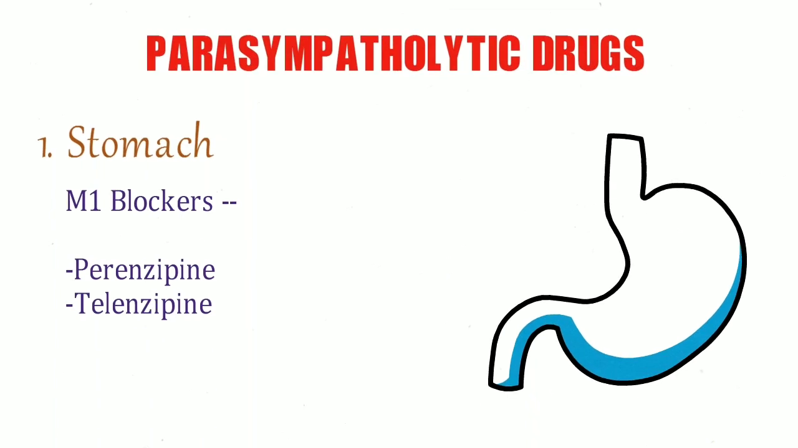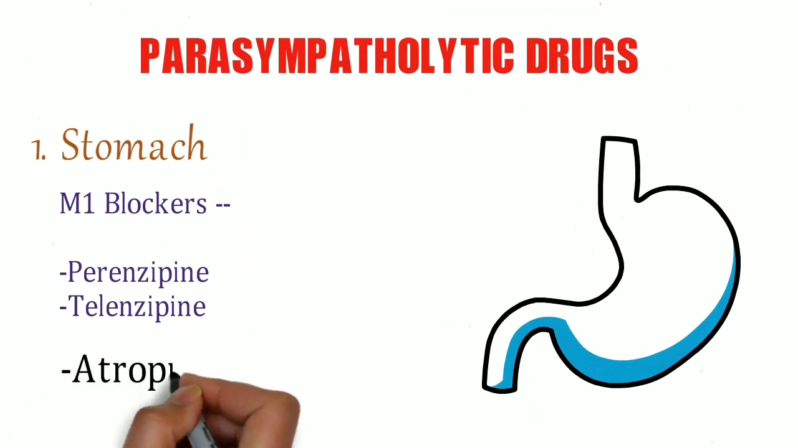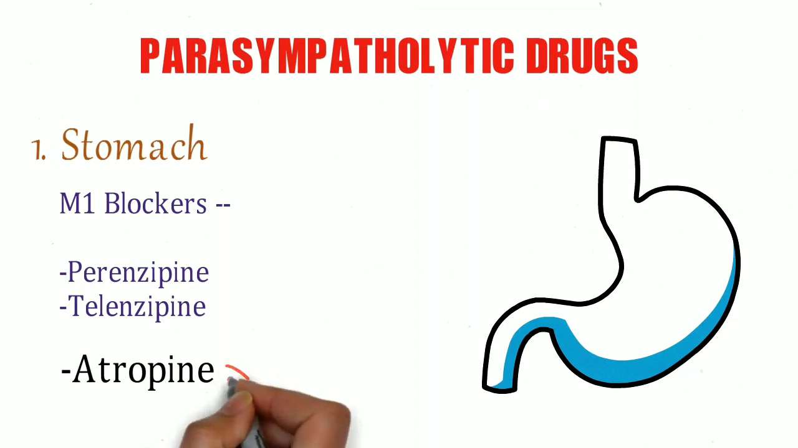Now, the drug we discussed last year, atropine, we cannot use atropine as an M receptor blocker in the stomach because it decreases GI motility. That's why it is contraindicated here.